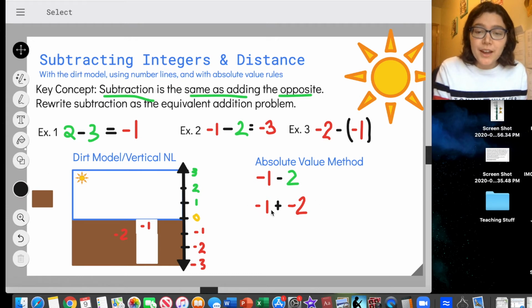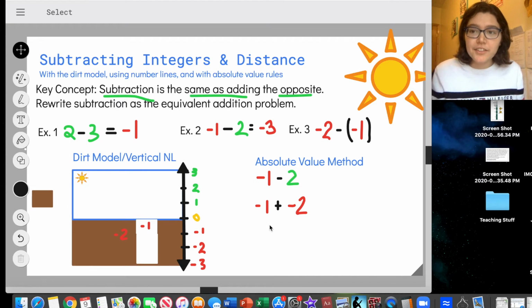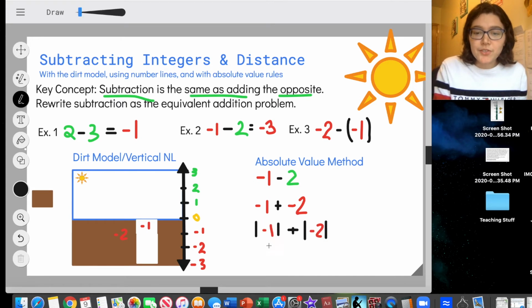Using our absolute value method from yesterday, what we said is you take the absolute value of both of the numbers, add them together, and then you keep the sign that we have here. We would take the absolute value of negative 1, which is 1, the absolute value of negative 2, which is 2, and add them together, 1 plus 2 is 3. But then since these were both negative, that means that negative 1 plus negative 2 is going to be equal to negative 3. All right, awesome.